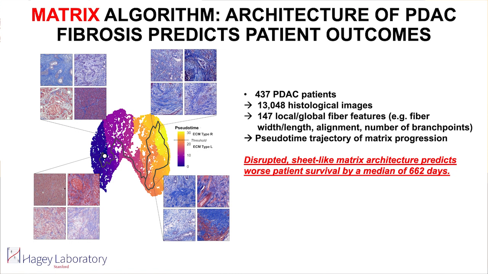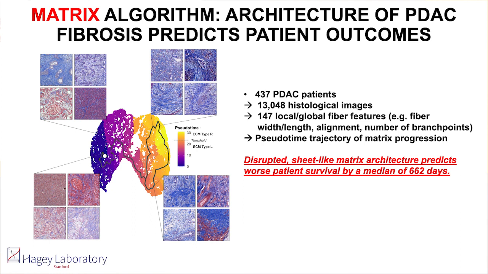So we took this algorithm and we applied it to over 400 PDAC patients and over 13,000 histological images stained using trichrome in order to analyze the distinct and overall matrix architectures you observe. What we found was that these data points on the left represent the overall architectures presented by patient histological specimens. Points that are closer together are more similar in architecture, and points that are further apart are more distinct in architecture. And what we found is that broadly across all these patients, they exhibited two global architectures.